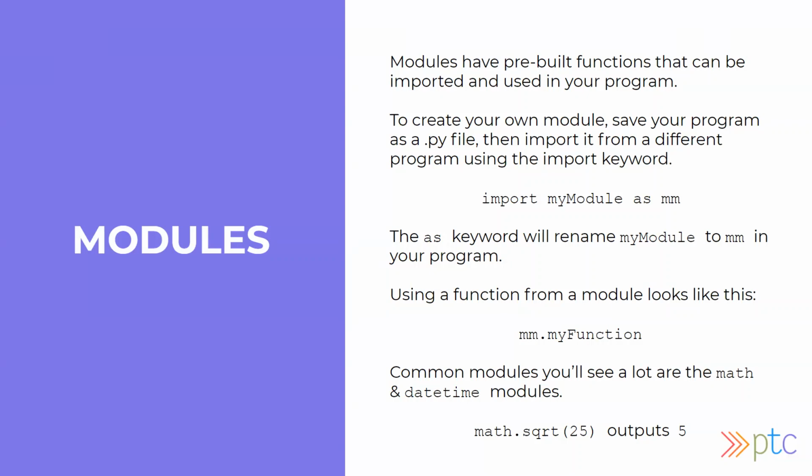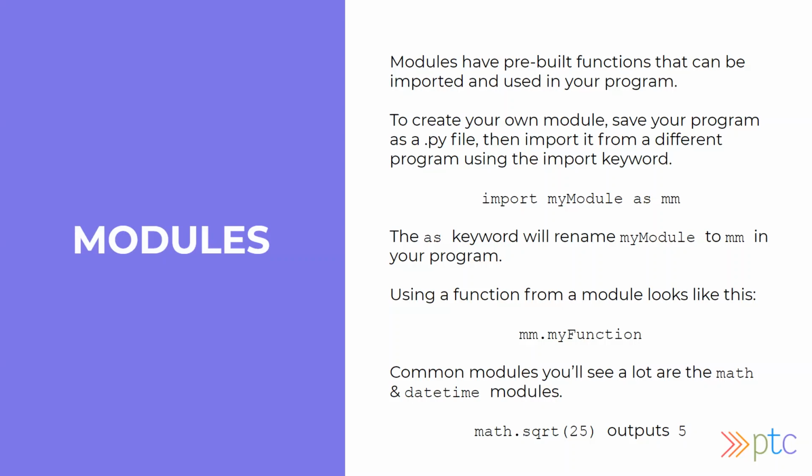If the module name is too long to keep reusing, you can use the word as to rename the module to whatever you want. Looking at the example, our original program was called mymodule.py. Whenever we want to use a function from that file, we call the nickname instead of the full name to keep it shorter. So we've made this module mm. When we call it, we would do a dot and then the name of the function that we want to use from this file.